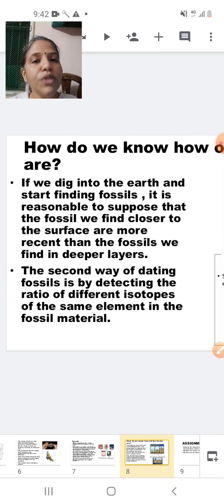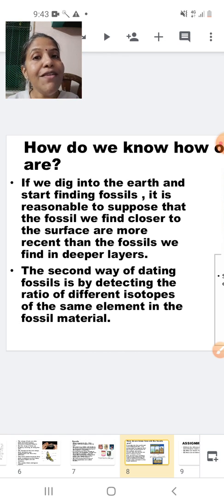If we dig into the earth and start finding fossils, it is reasonable to suppose that the fossils we find closer to the surface are more recent than the fossils we find in deeper layers. As I told you, the one which is at the deeper layer is the most primitive one, which is the oldest one. Above it, new ones are deposited.